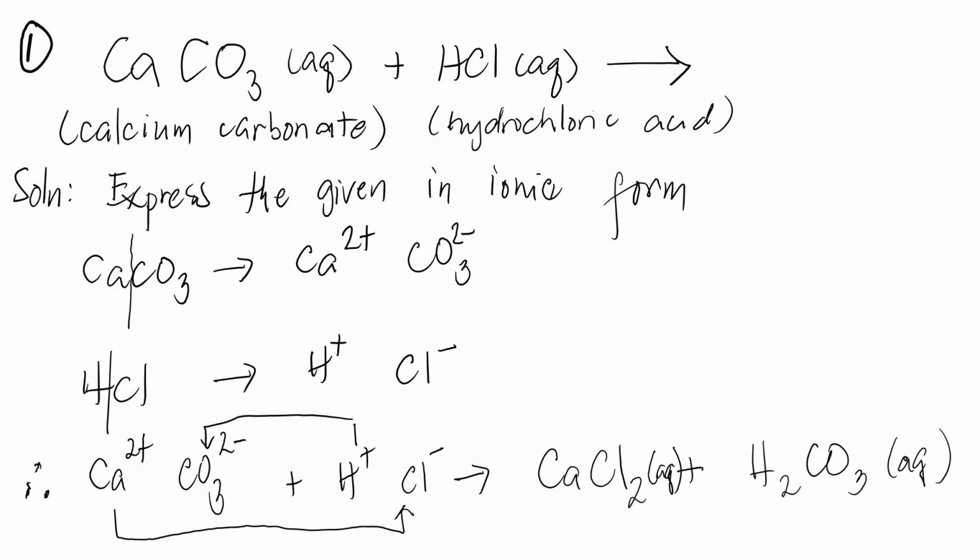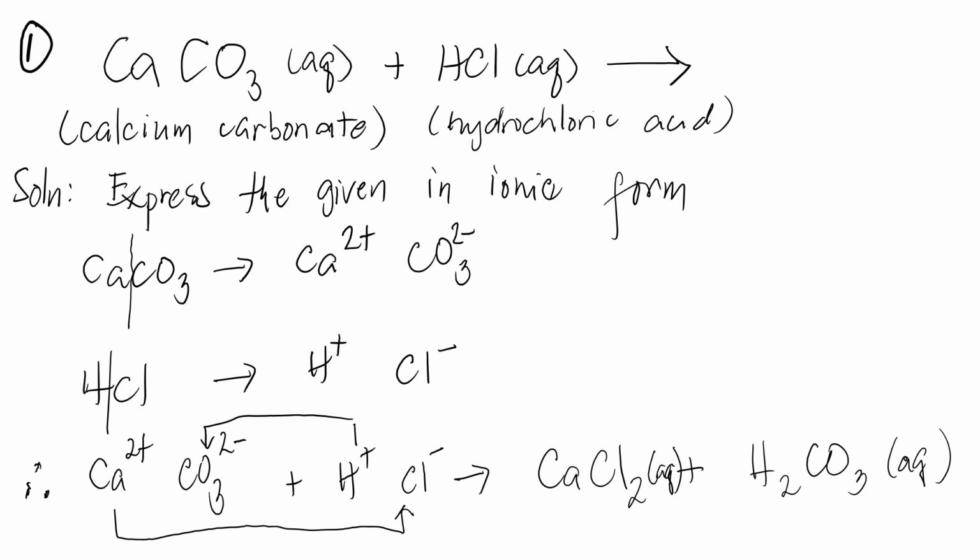Okay, now after expressing the compounds in their ionic form, you are now ready to process the exchange of partners. So calcium 2 plus will go for Cl minus and H plus will go for CO3 or the carbonate ion. So we have now the product CaCl2 plus H2CO3. So I just consider the crisscrossing immediately after creating the product.